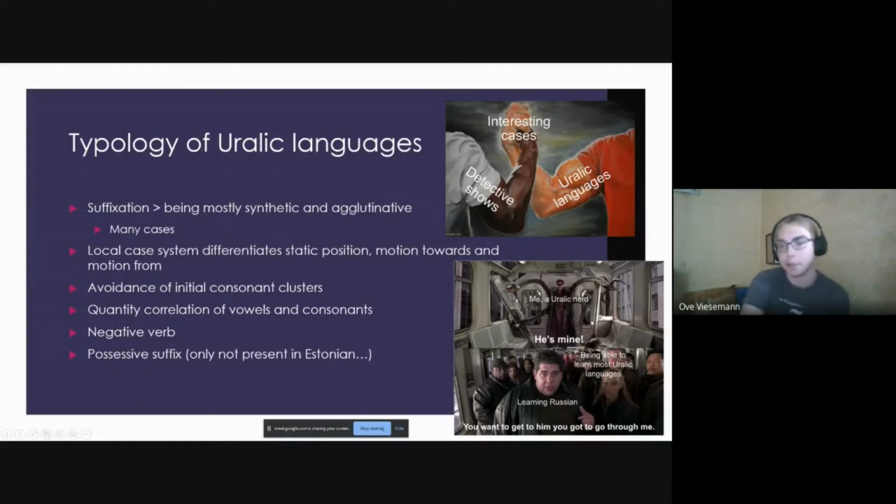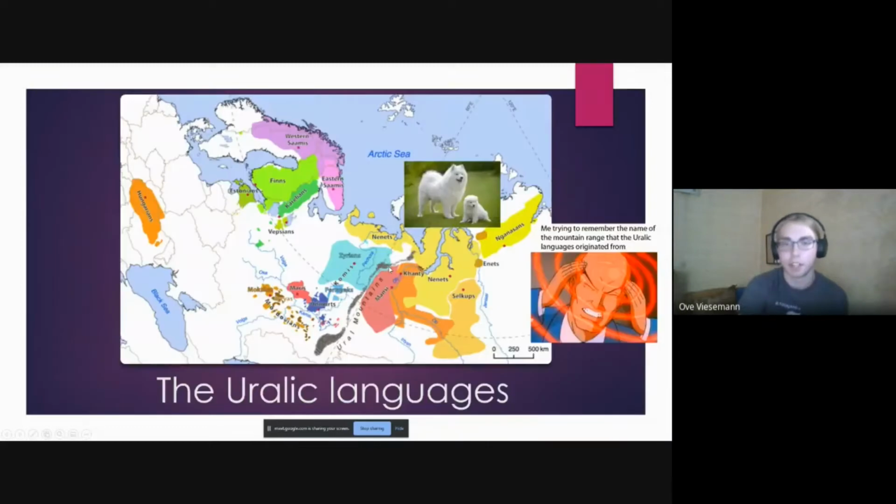And to learn most of the Uralic languages, you need to learn Russian because most grammars are written in Russian, as here they are in Russia, the Uralic languages.